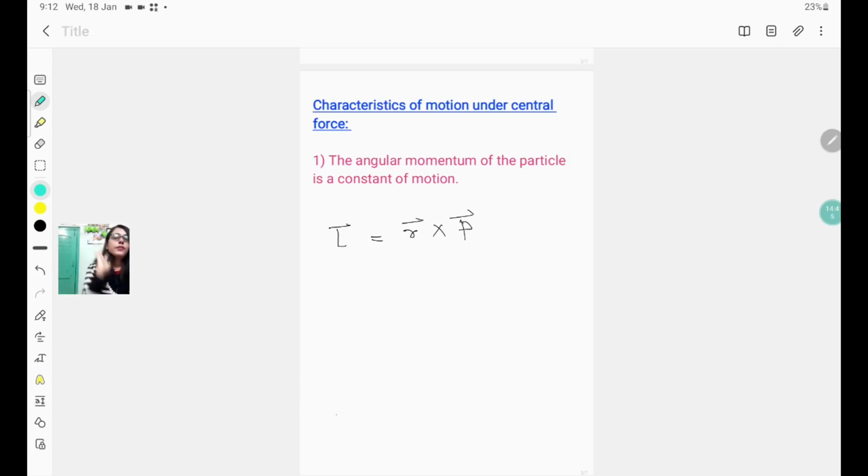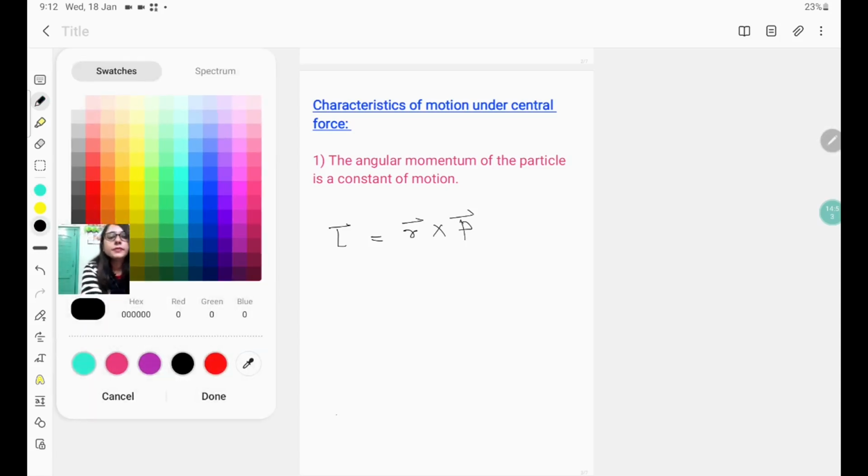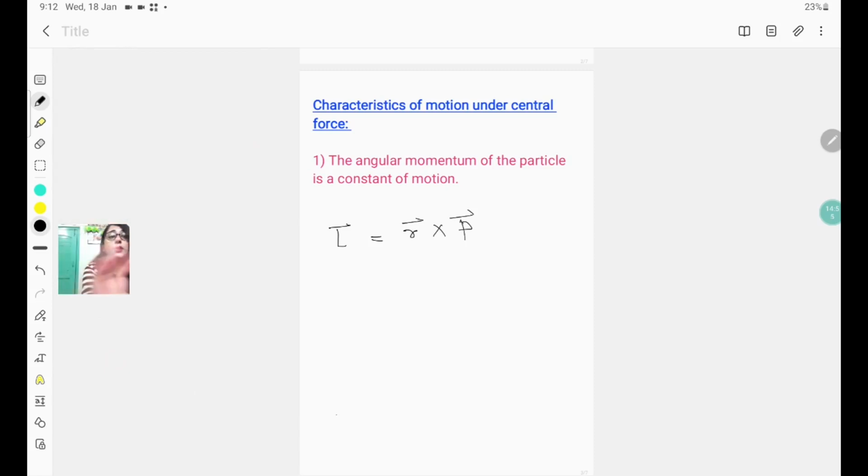Anyways, the first point is that the angular momentum of the particle is a constant of motion. How can we prove this? Angular momentum is a constant of motion in the case of central force motion.